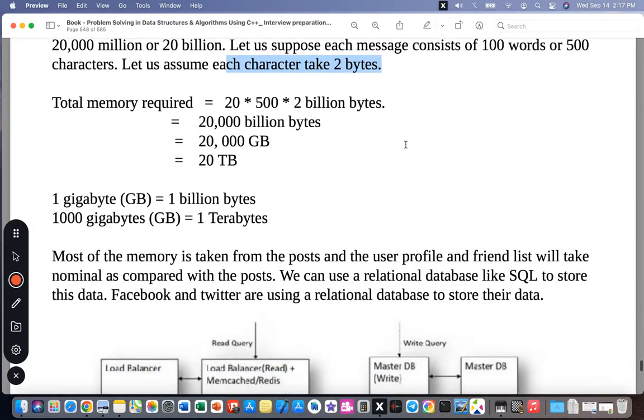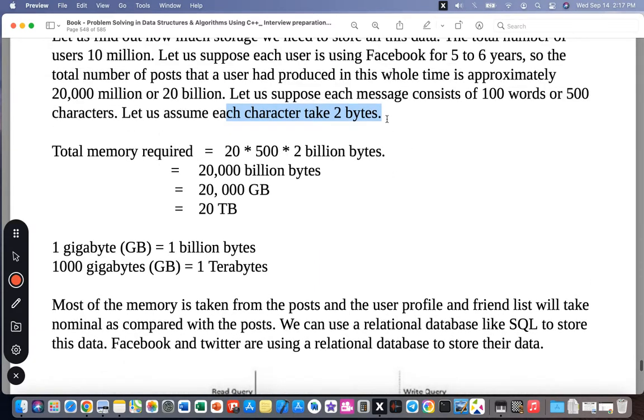Let's assume each character takes 2 bytes, because if we assume it takes 4 bytes as Unicode, it will be double, all right? So it's really up to us. The total memory required is 20 billion by 500 by 2 bytes. The 20 is the 20 billion, the 500 is the 500 characters, and the 2 is the number of bytes, right? So it will be 20 terabytes or 20,000 gigabytes, right?